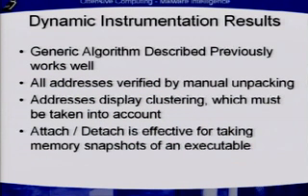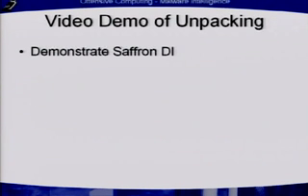So the generic algorithm that we described previously works pretty well. And again, we have verified everything manually by manually unpacking it before we threw it at a lot of malware. All the addresses display clustering, which you could see on that previous graph. And what's nice about PIN is that you get the attach and detach, so that you can take a snapshot of an executable, get out of its way, and that sort of thing. So you could actually get around some of the other methods, or the obfuscation methods. Okay, so Val's going to show you a demo of the dynamic instrumentation version.